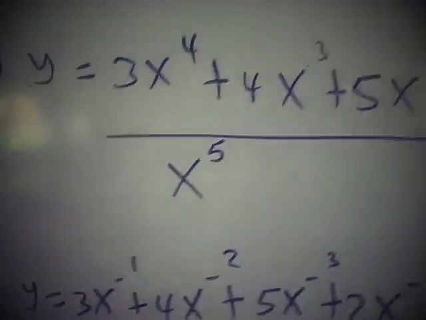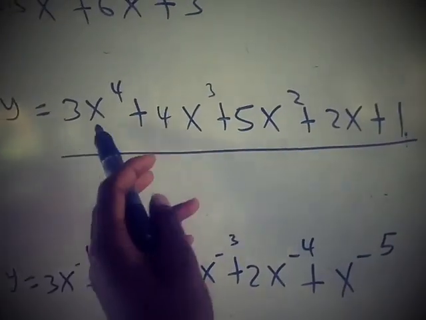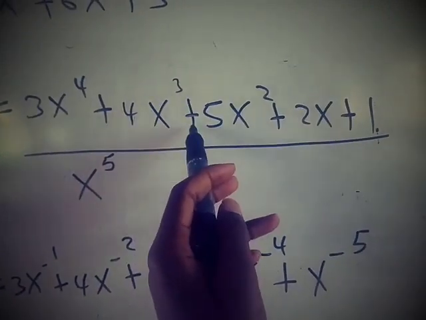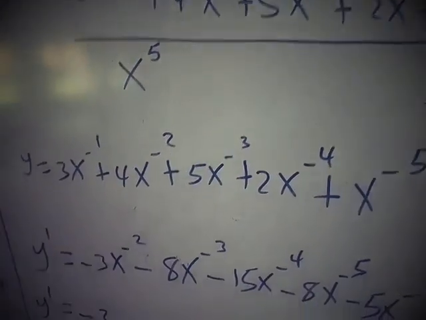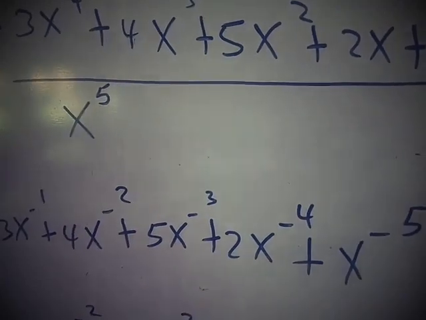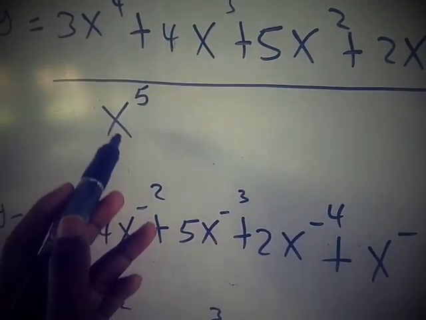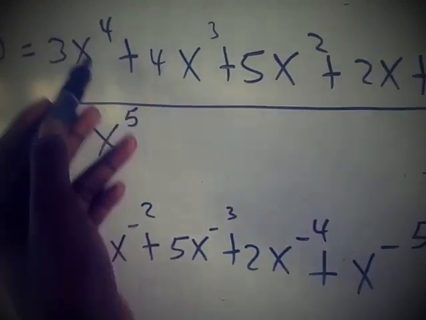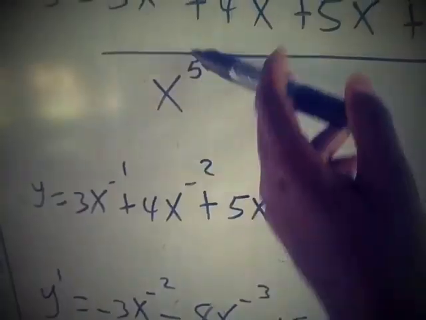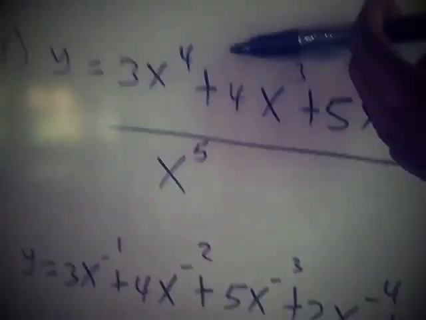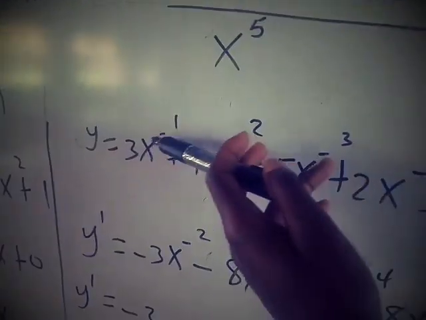Example 3. Now you are given this. You are given y is equal to 3x power 4 plus x power 3 plus 5x squared plus 2x plus 1 divided by x power 5. So the first thing is you divide the numerator with the denominator. So we are going to divide x using the laws of indices. So you have x power 5. You take it up to give you 3x power negative 1, because it is x power 4 divided by x power 5. So you subtract the index. So it is 4 minus 5 to give you negative 1.